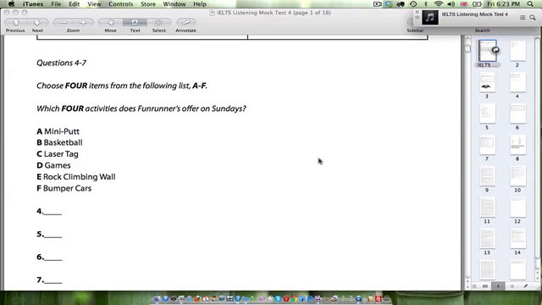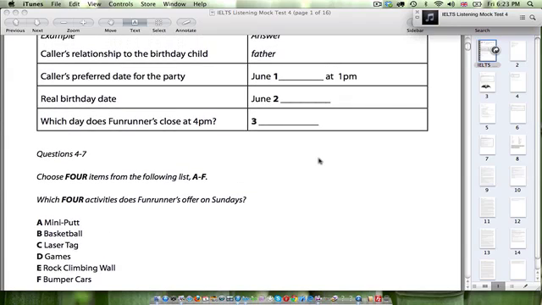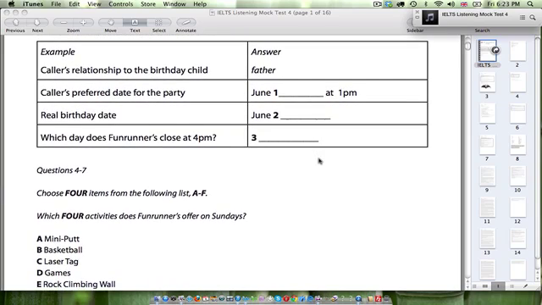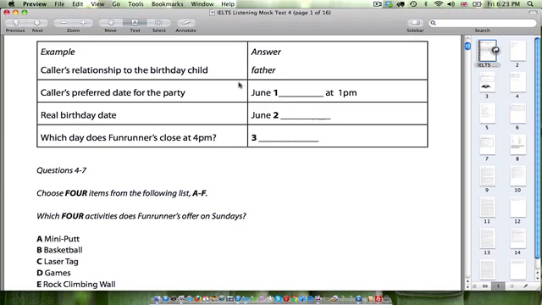Okay, so before we continue, let's go and review these questions and stick in the correct answers. So we're coming up with one word or number. The caller's preferred date for the party. Now, there were several dates that were thrown around there, and they finally decided on one, but his preferred date was the 15th. So you should have had that as your answer, 15. The child's real birth date was June the 17th.